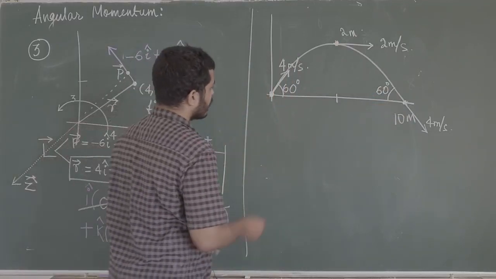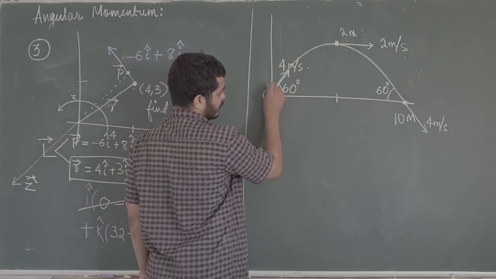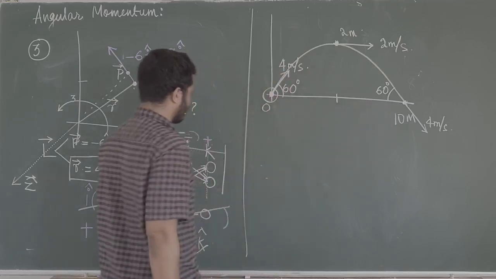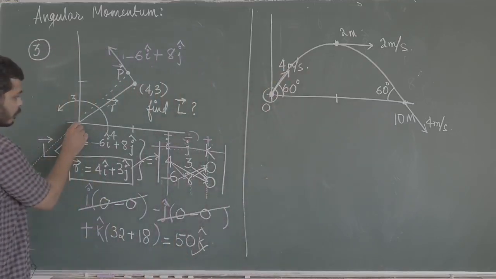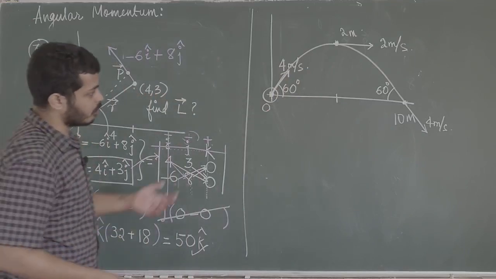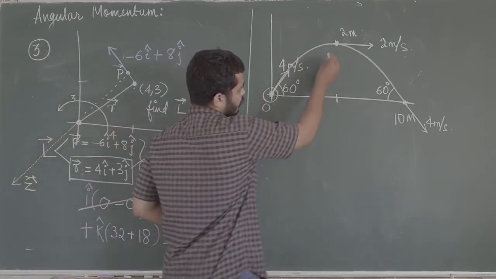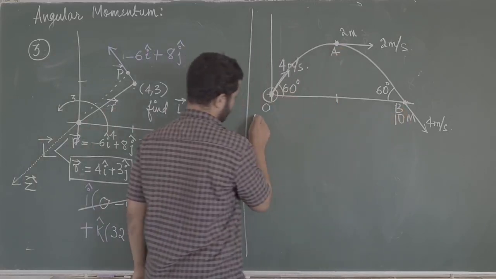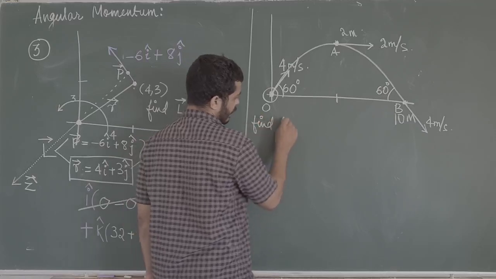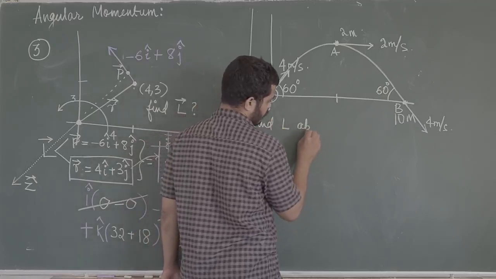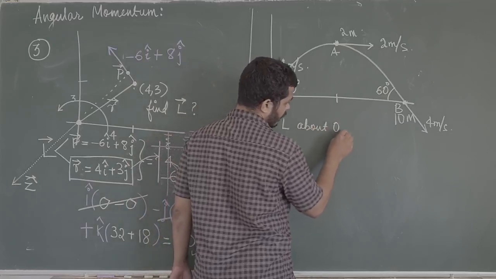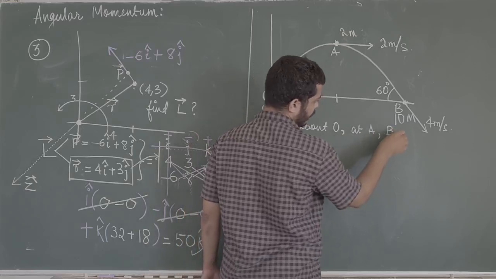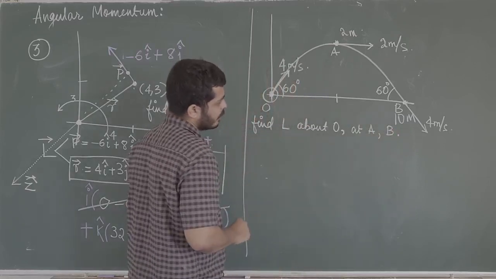I'm asking you about, first of all, about the origin. This is a two parts question. So first of all, about the origin, what is the angular momentum? Even in this problem, we calculated the angular momentum about the origin. So about the origin, what is the angular momentum of the particle when it is at point A and when it is at point B? So find the angular momentum, find L about O when the particle is at point A and when it is at point B. There are two parts to it.